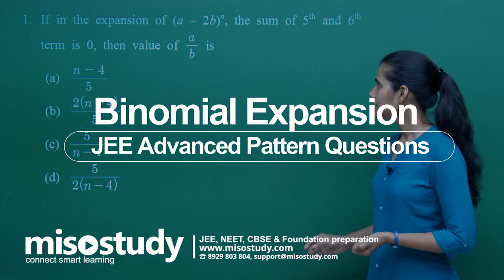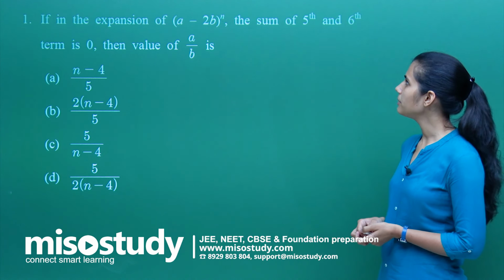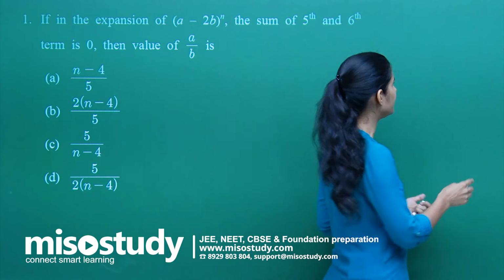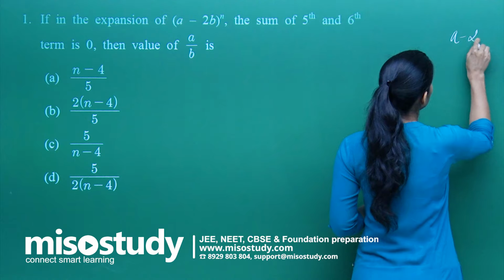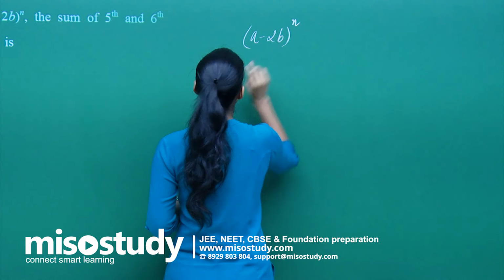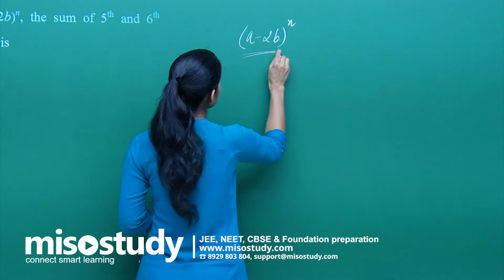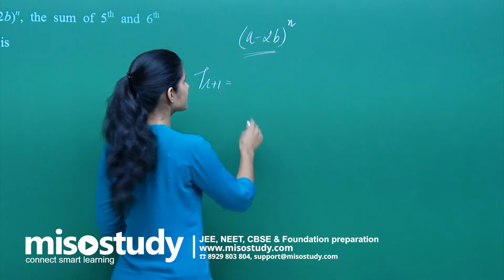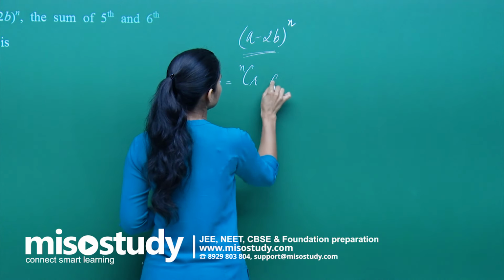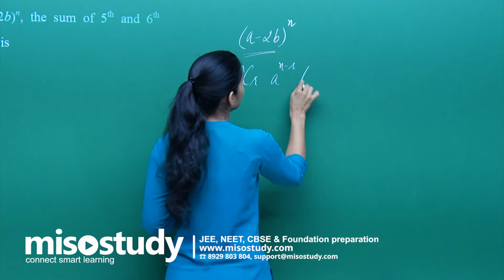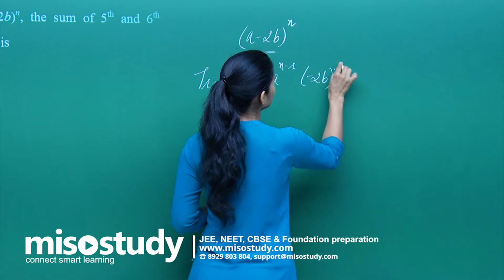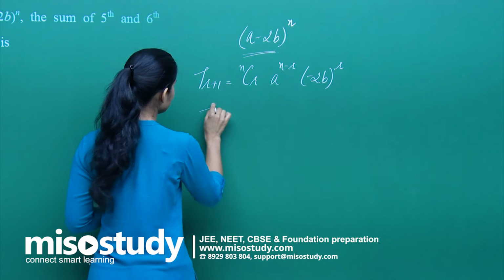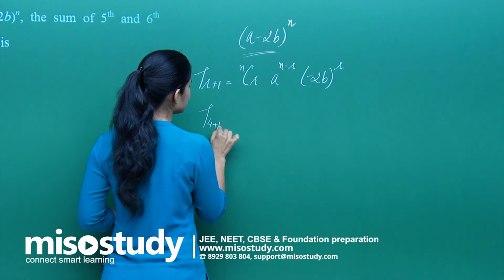The first question says that if in the expansion of a minus 2b whole to the power n, the sum of the 5th and 6th term is 0, then find the value of a by b. When I talk about the expansion of a minus 2b whole to the power n, what is the general term? The general term is given by nCr a to the power n minus r into minus 2b to the power r. If I am saying the 5th and 6th terms add up to give you 0, T5 can be written as T4 plus 1.